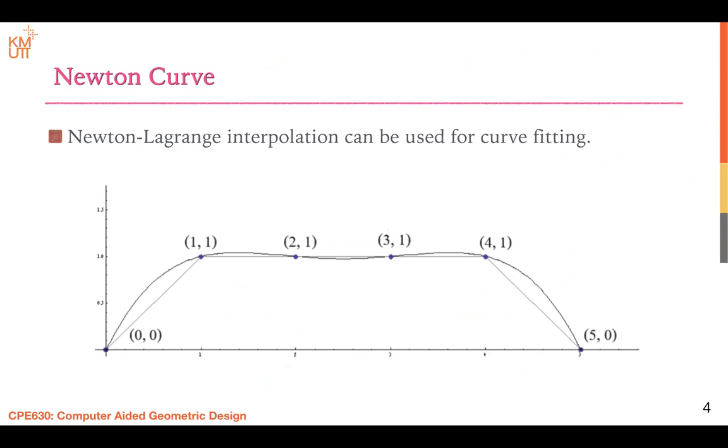If you have a number of control points like this, and you use the Newton polynomial in order to interpolate these control points, then you can get the curve like this. This curve can pass through every control point. This is quite useful. If you have a sequence of points, maybe from an experiment or from your data input, and you want to do data fitting, sometimes you can call this data fitting. You can also use the Newton curve like this.